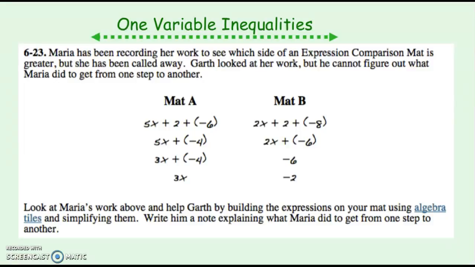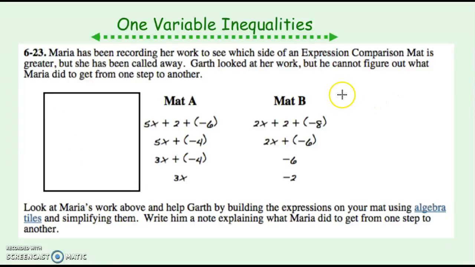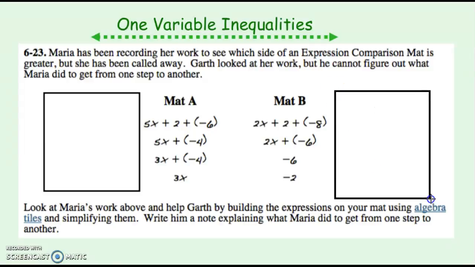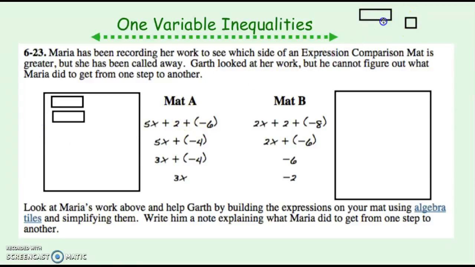Okay, so the first thing that I'm going to do is create two comparison mats. On mine, I'm going to do it on either side of the problem. You just have to have two sides of a mat on your paper. So on mat A, I'm starting with 5x plus 2 plus negative 6. So I'm going to start with 5 x's, and I'm going to shade each of those in. You can either pause the video or you can draw along with me.